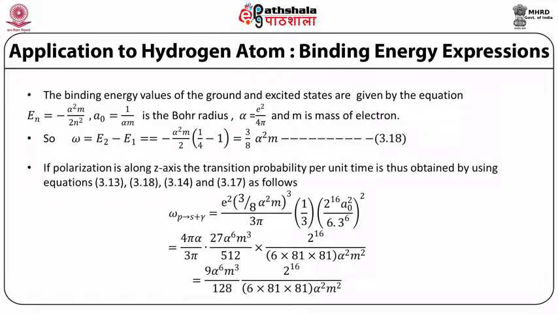If polarization is along the z-axis, the transition probability per unit time is thus obtained by using equations 3.13, 3.18, 3.14, 3.17 as follows.